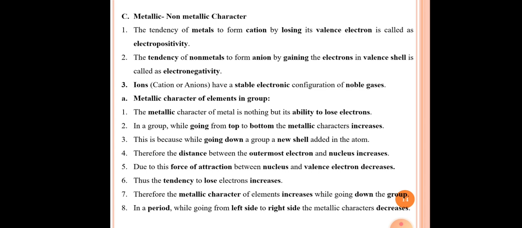The eighth point here is, in a period while going from left side to right side, the metallic character decreases. This is another important point, because while going from top to bottom in a group, the metallic character increases, and in the same way, while going from left side to right side in a period, the metallic character goes on decreasing.